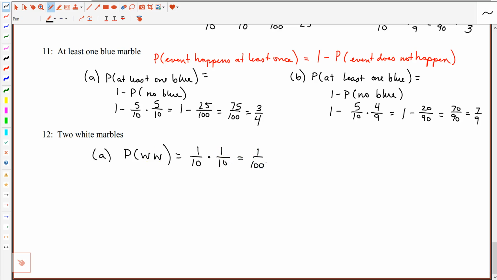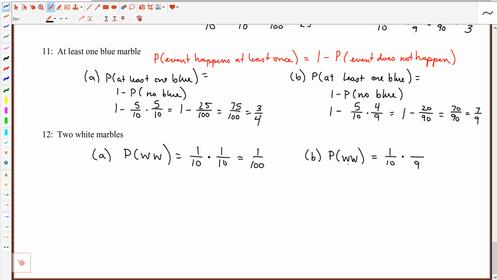over 100. For part B, this is without replacement. What's the probability of pulling a white and then a white one again? Now on the first pull, you've got 10 marbles in the bag. You've got 1 of them that is white. On the second stage, that's assuming that the first stage has already happened, so you've already pulled a white marble out. Right? So that first stage has already happened. So you only have 9 marbles in the bag at this point. Out of those 9 marbles, how many of them are white?